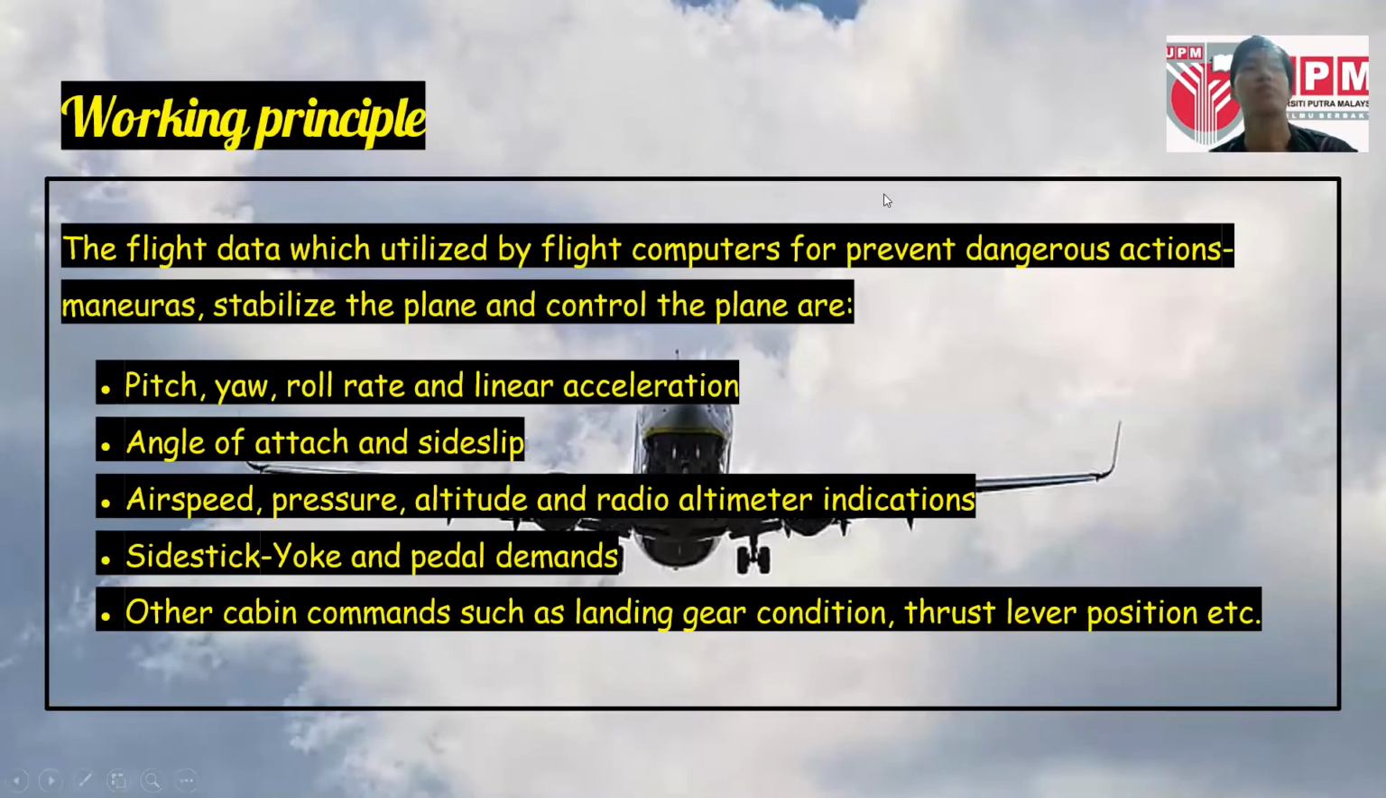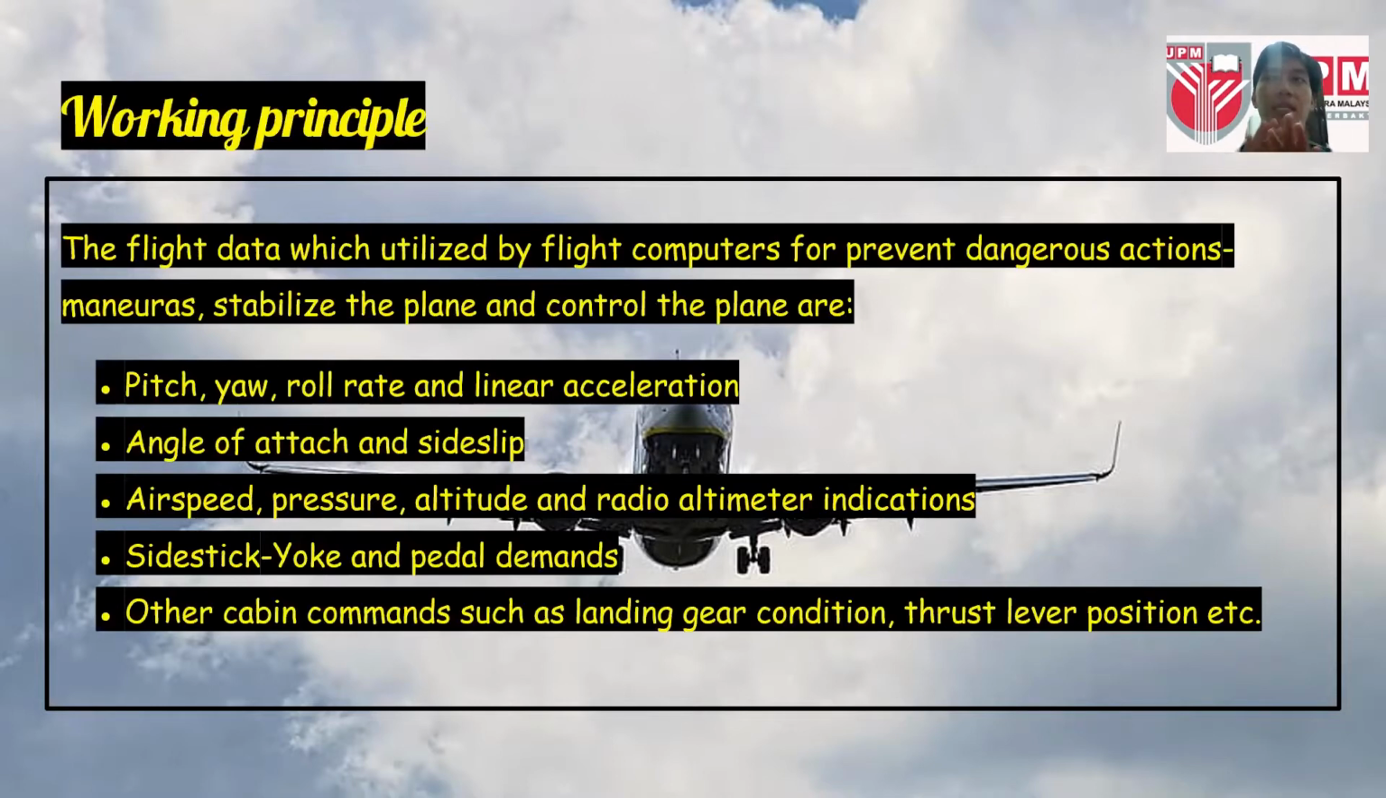Okay, thank you. For the next slide is the working principle. So the flight data utilized by flight computers to prevent dangerous actions and maneuvers, stabilize the plane and control the plane are pitch, yaw, roll rate and linear acceleration. Other flight data are the angle of attack and sideslip, the airspeed, pressure, altitude, and radio altimeter indications, and side stick, yoke, and pedal demands.